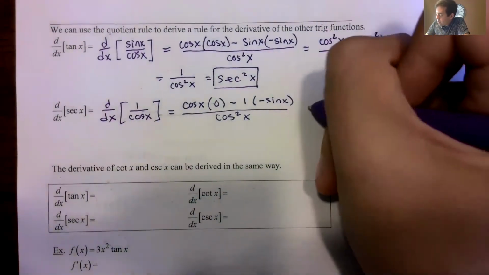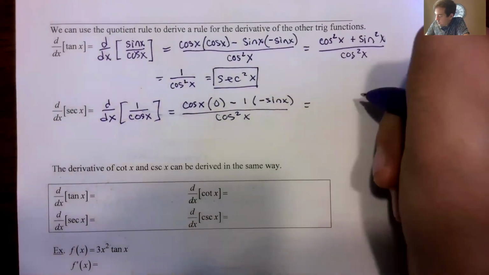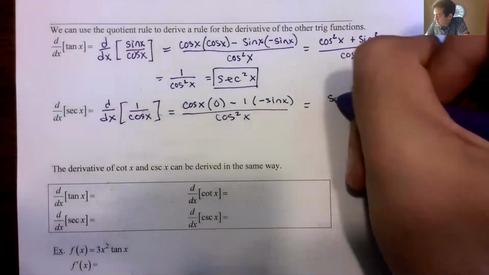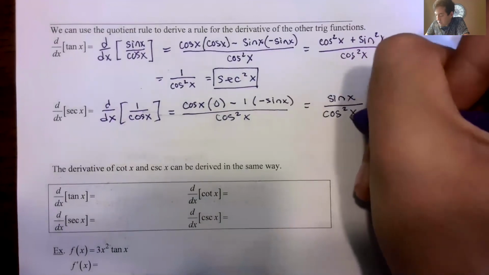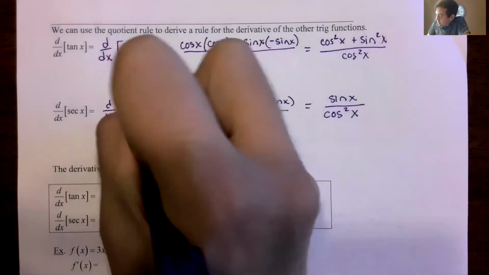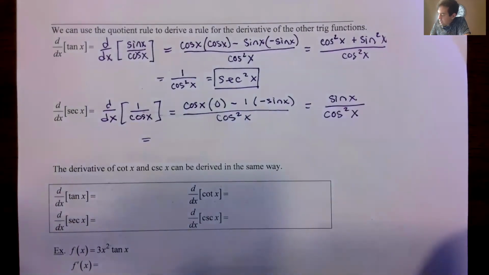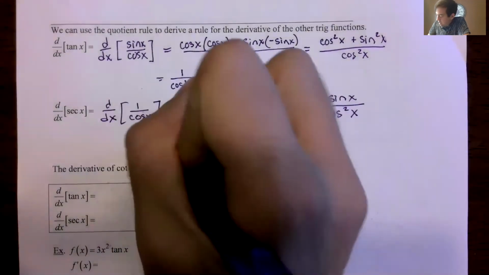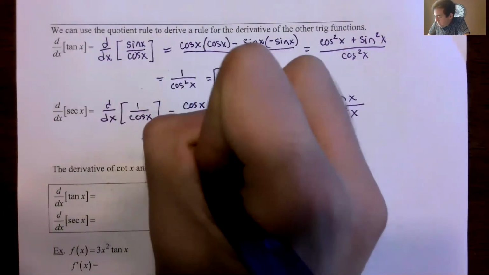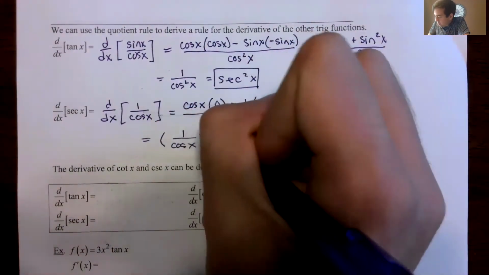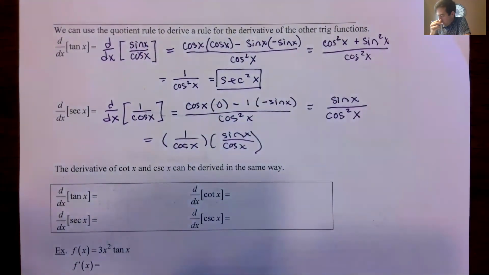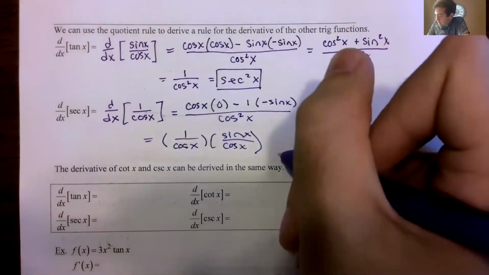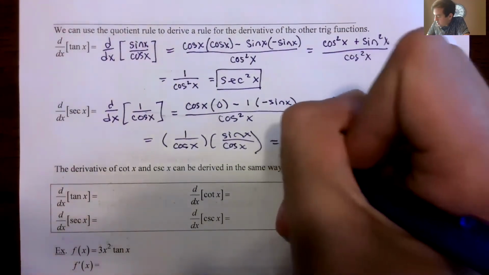And cosine x times 0 is going to be 0. Negative 1 times negative sine is going to be sine. So we have sine over cosine squared. And I'm just going to manipulate that to make the answer into what we are going to be memorizing here. We can think of this as 1 over cosine times sine over cosine. And 1 over cosine is secant, and sine over cosine is tangent.